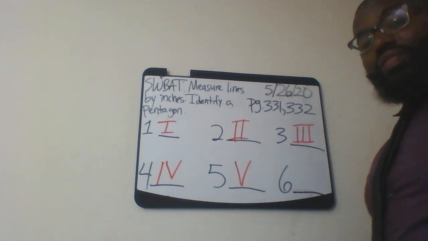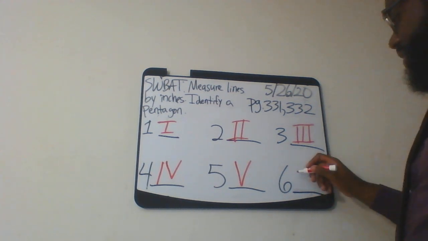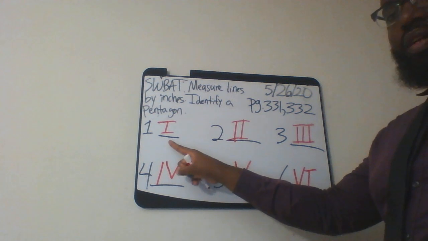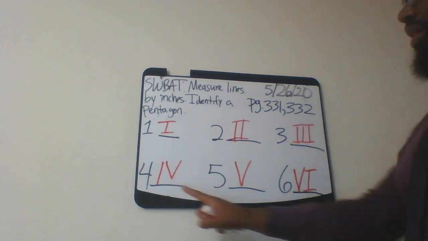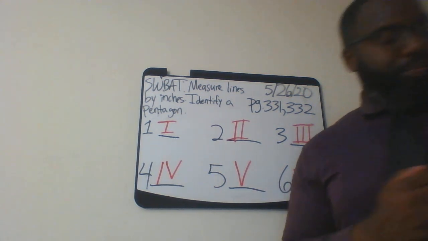Let's think of V is 5. Now, what do you think 6 is? This is 6. Okay, so this is 1, 2, 3. 3 lines. 4, 5, 6.